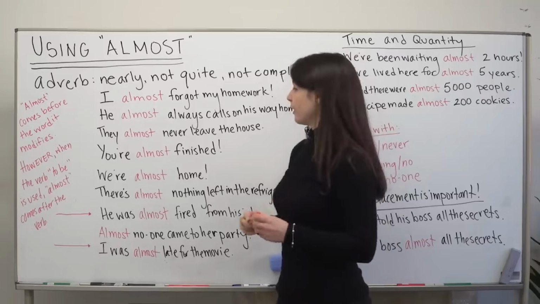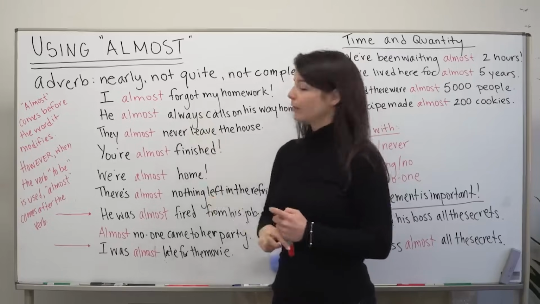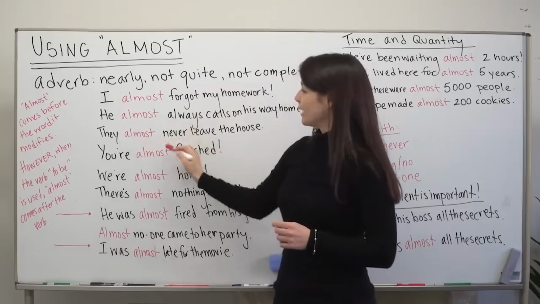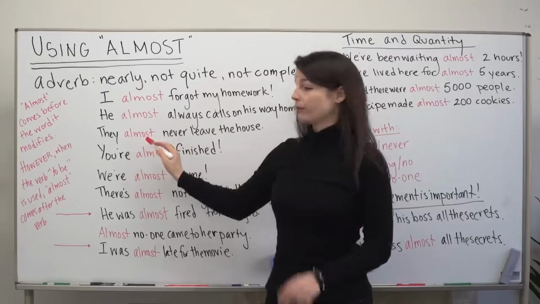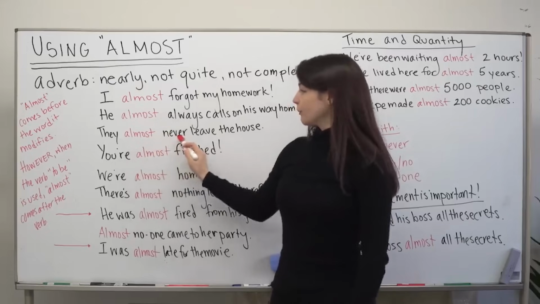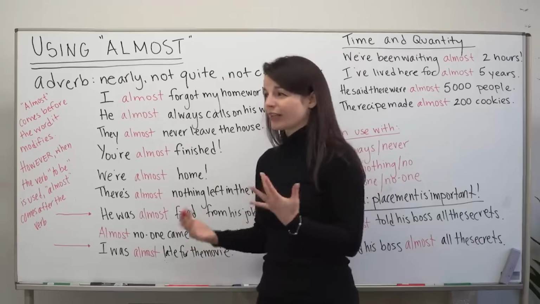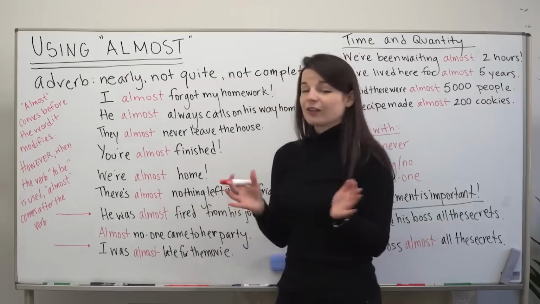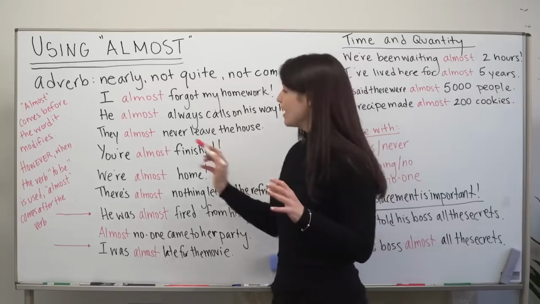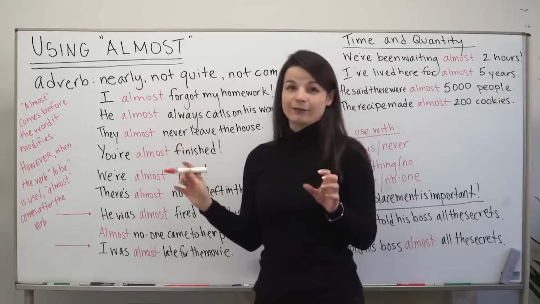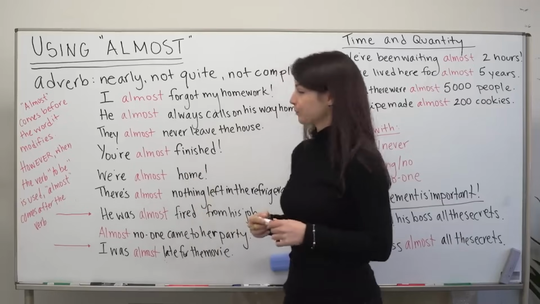Okay, let's look at another one, maybe an opposite meaning here. They almost never leave the house. So here we've got never as the word that almost is modifying. So almost never, you can think of it in terms of a percentage, for example, like 5% of the time they leave the house. Very, very close to zero, but not quite zero. So almost never, not quite never, but very near to never.